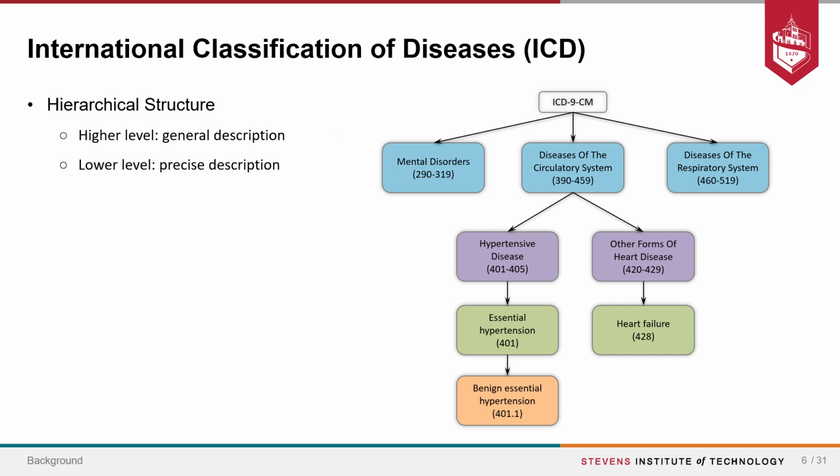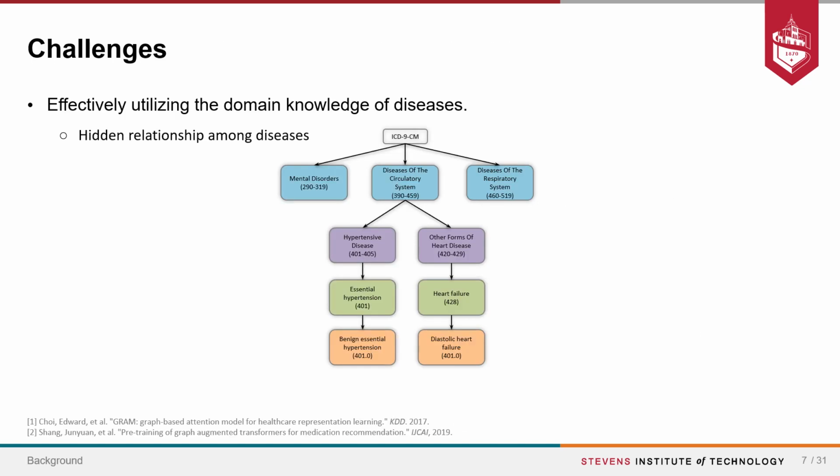The higher level diseases provide a general description of a category of diseases. The lower level diseases are more precise and describe the disease with details. Traditional prediction models in healthcare such as GRAM and KAME explore the disease hierarchical structure with attention methods. It is able to detect the ancestor-children relationship.